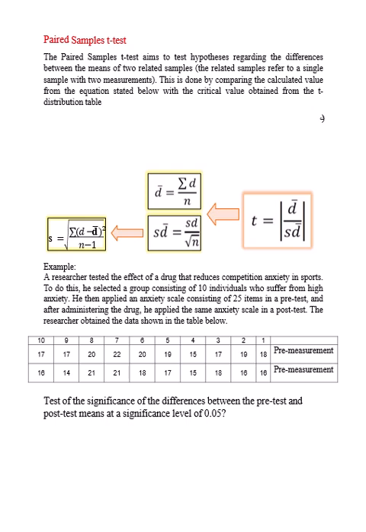Paired samples t-test. The paired samples t-test aims to test hypotheses regarding the differences between the means of two related samples. The related samples refer to a single sample with two measurements. This is done by comparing the calculated value from the equation stated below with the critical value obtained from the t-distribution table.